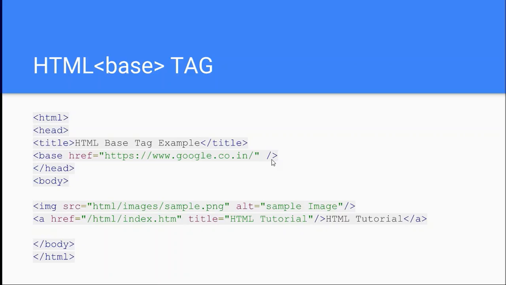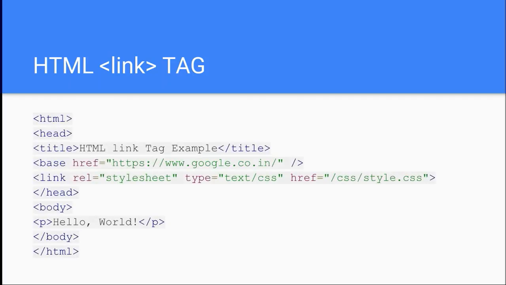And our next HTML tag is the HTML link tag. The HTML link tag is used to specify the relationship between the current document and an external resource. So this is a good example to link an external style sheet file available in the CSS subdirectory within a web root.